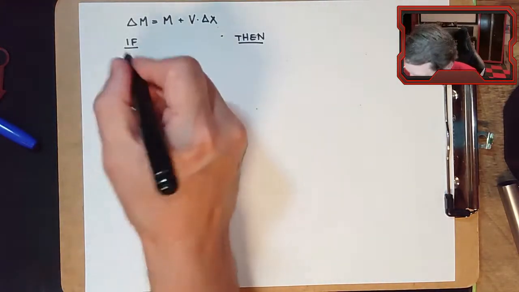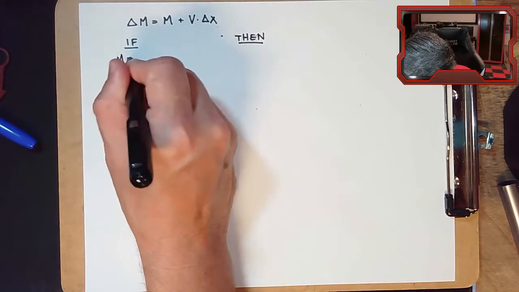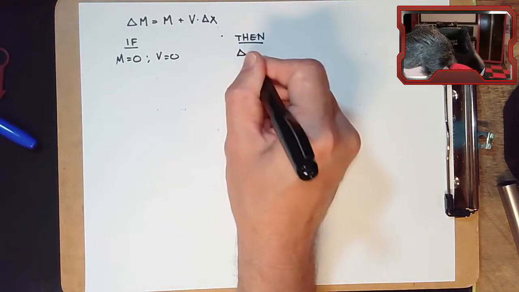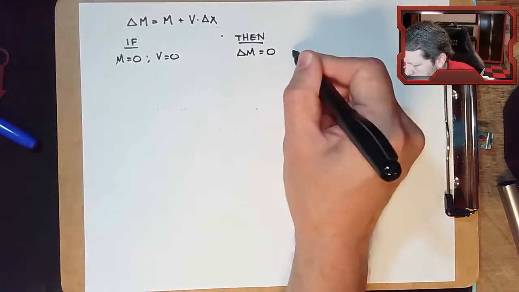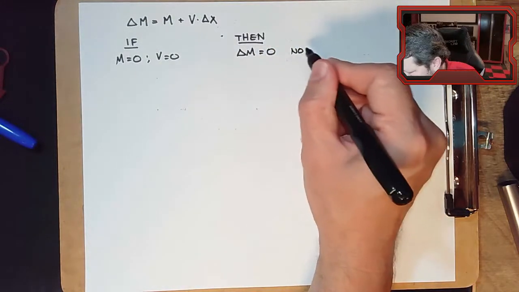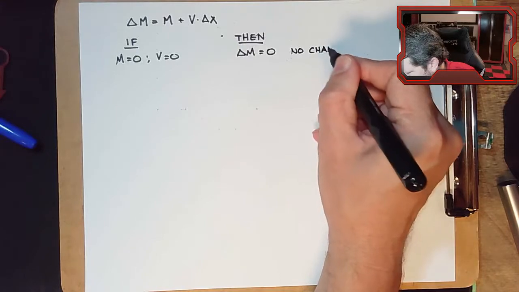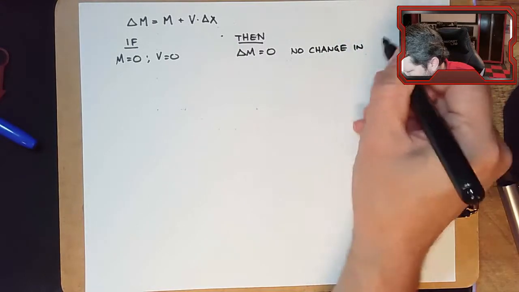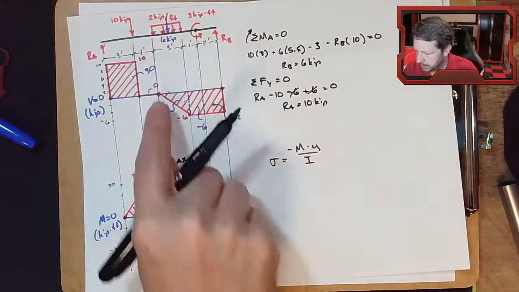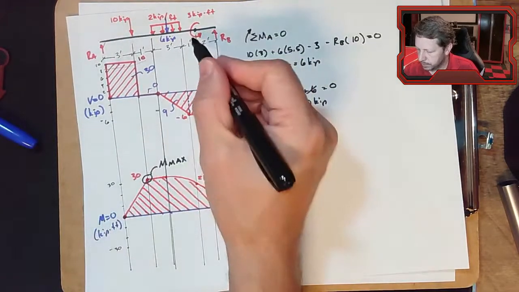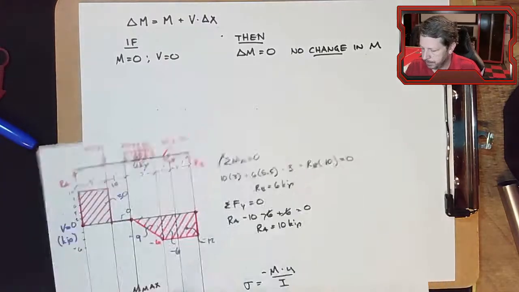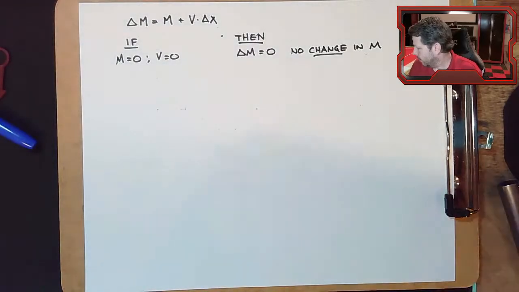If M is 0, we can write that one down. M equals 0 and V equals 0, then there's no change in shear. No change in shear. There's no change in bending moment. This is not as common. Although we do have that section here. There's no concentrated moment written right here, and there's no shear force. Its shear force is 0. So we do have that section in our free body diagram.